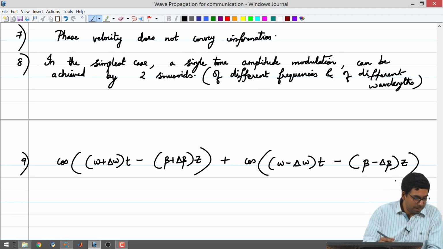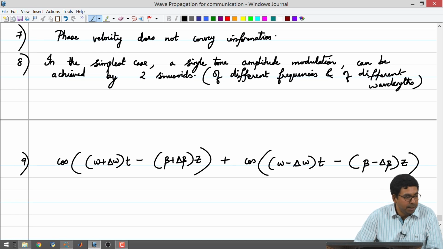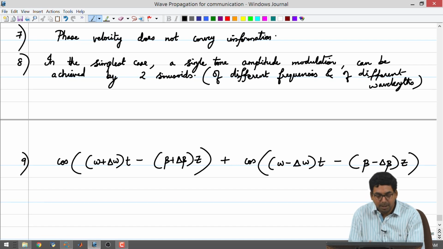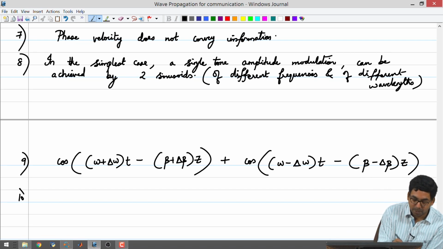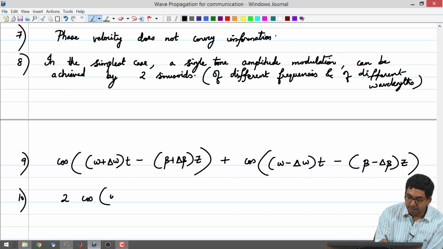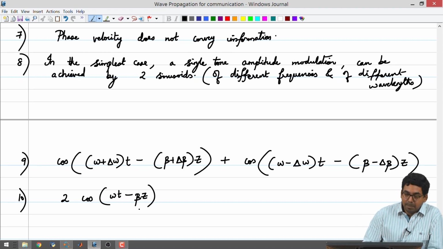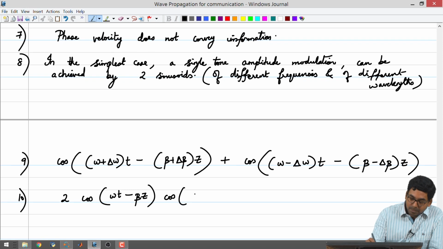Now, I can use some trigonometric identity. This is of the form cos A plus cos B. So, I could simply use 2 cos (A plus B)/2 cos (A minus B)/2. I could use this formula to expand what is happening over here. So, I end up getting 2 cos (A plus B)/2, which here would be omega t minus beta z, times cos (A minus B)/2, which will just become cos of delta omega t minus delta beta z.